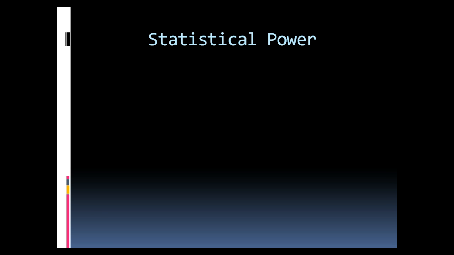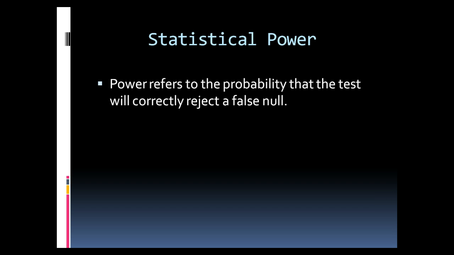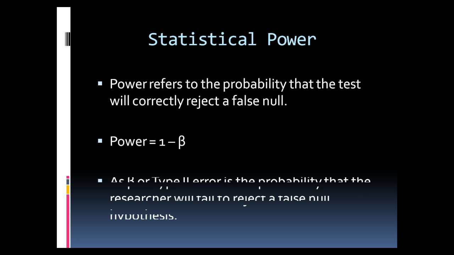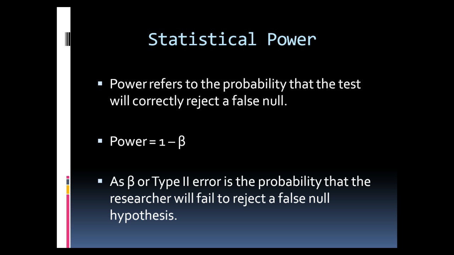Okay. Statistical power. Power refers to the probability that the test will correctly reject a false null. So you want your test to have lots of power. You want to be able to reject those ugly false nulls. Power is referred to as 1 minus beta, beta referring to the type 2 error rate, or the probability that the researcher will fail to reject a false null hypothesis.